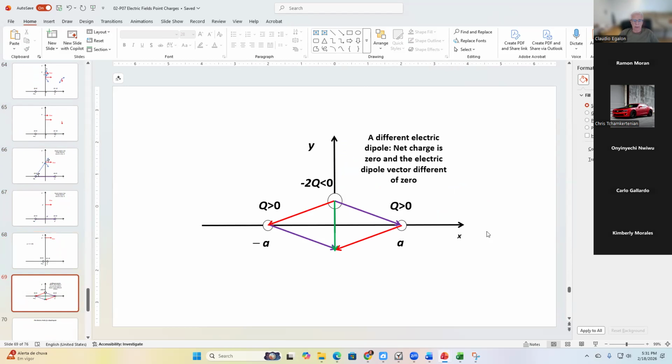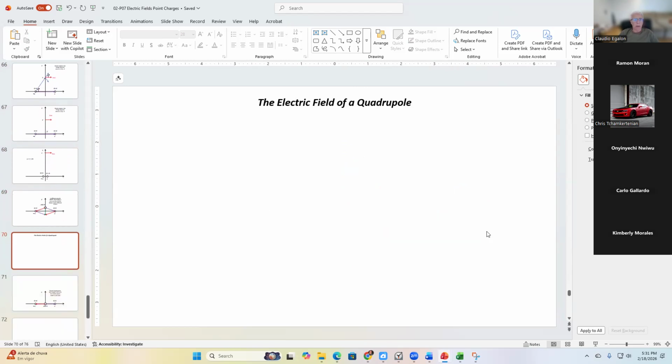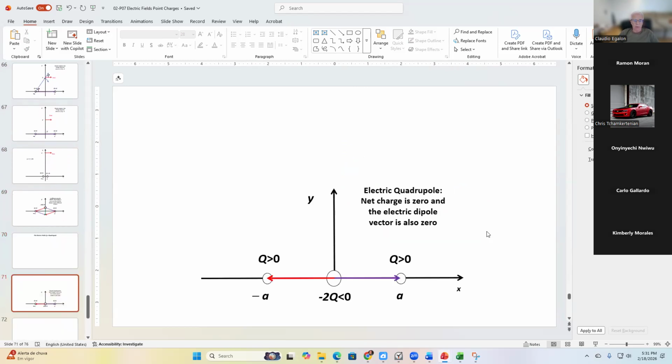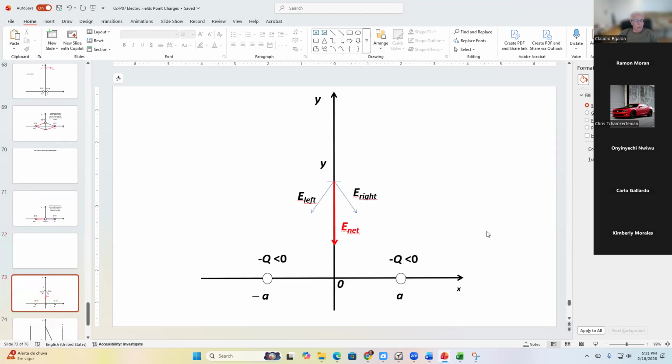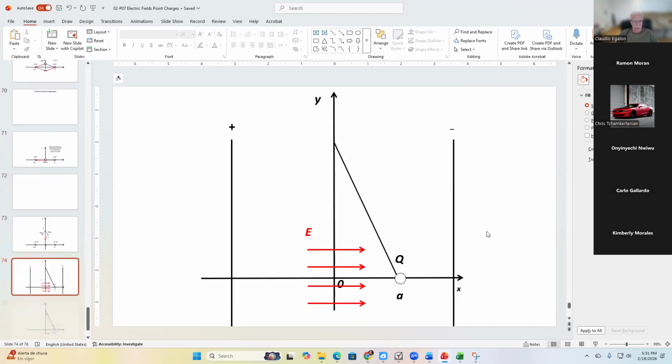Well, we're not going to cover that. Let's skip that for now. We also have the electric field of a quadrupole. I'm going to skip that. That's for point charges, for a distribution of point charges.